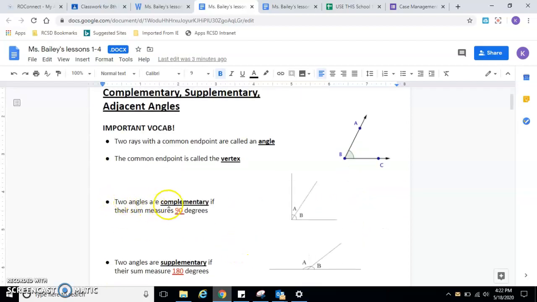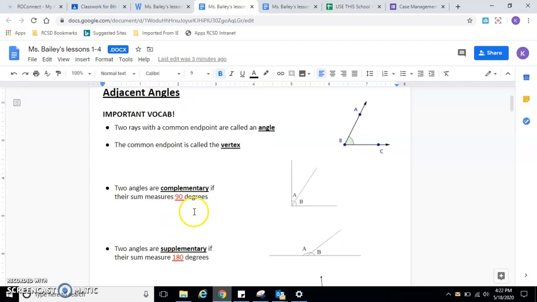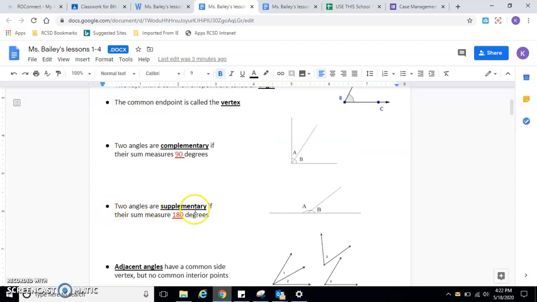Okay, two angles are complementary if their sum is 90 degrees. So you see A and B, they make this nice 90-degree angle here. I just gave you an answer, 90 degrees there. Second one, two angles are supplementary if their sum measures 180 degrees. So there's another answer. Again, supplementary, straight line. This is a straight line.